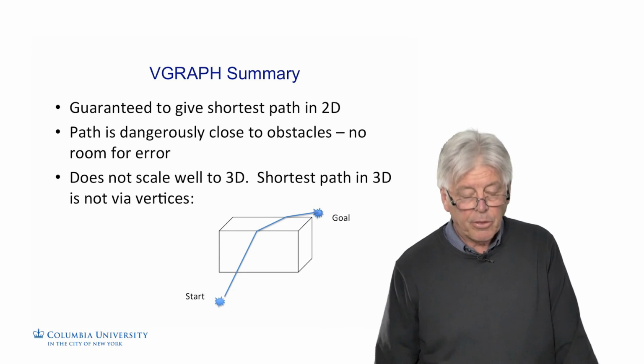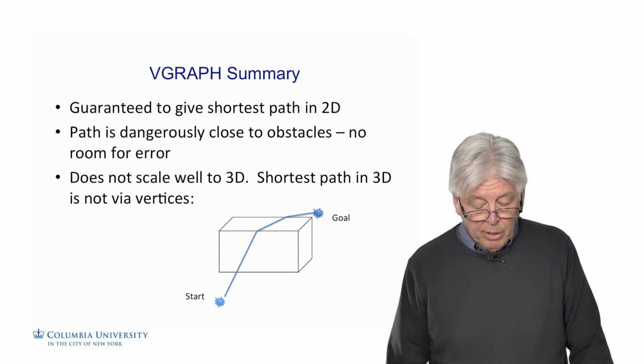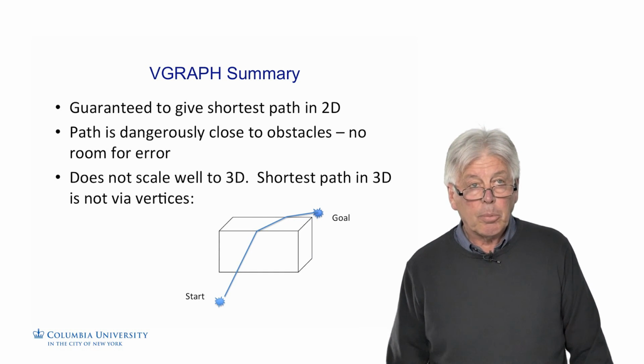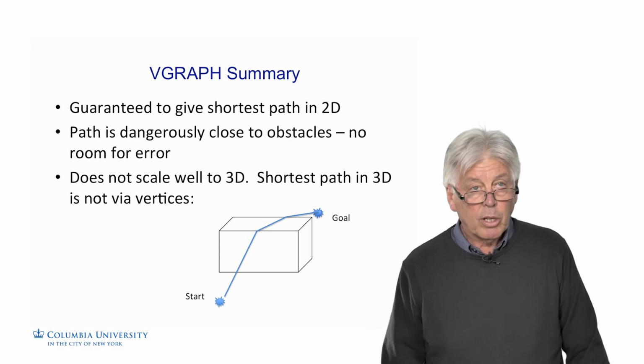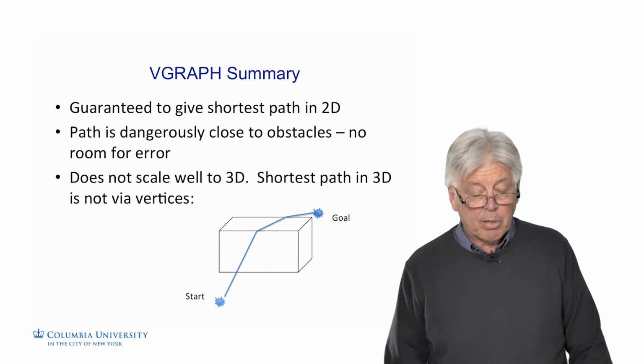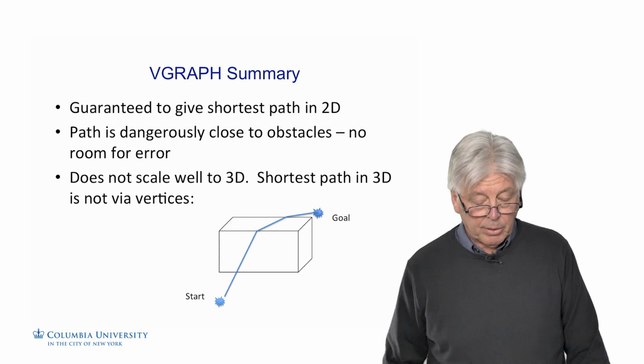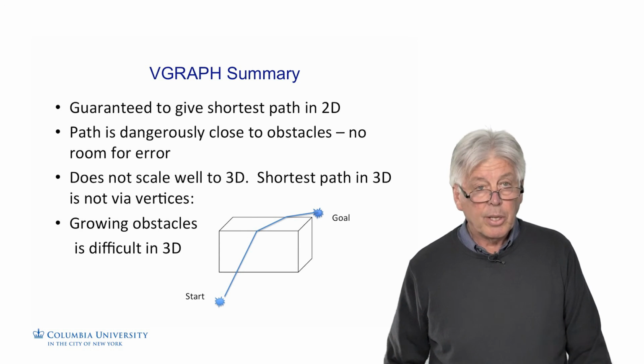So the shortest path in 3D is not via the vertices. So for example, here, as you see in the picture, to go from the start to goal with this rectangular polyhedra, you actually want to go via the edges, not the vertices, for the shortest path. So there are fixes to this, but it becomes a problem. Further, growing these obstacles in 3D is very difficult. So it takes up a lot more time to do this. So this doesn't scale as well as we'd like.